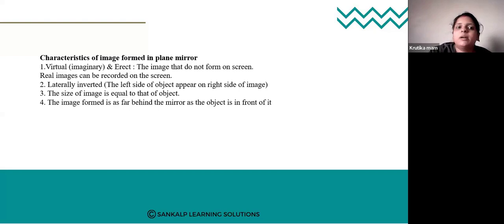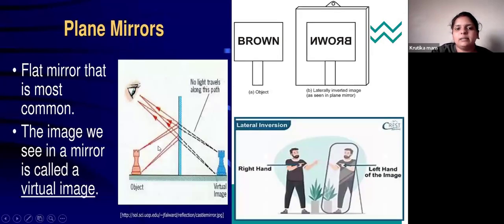So here, these are the four properties or characteristics of the image formed by the plane mirror. The first one, it is a virtual image. It is an erect image. It is laterally inverted. The size is equal to the size of the object, and the image is formed as far behind the mirror as the object is in front of it. Okay, so this is regarding the plane mirror.